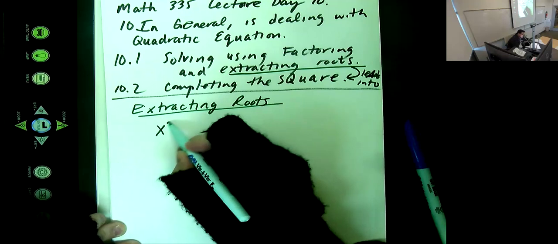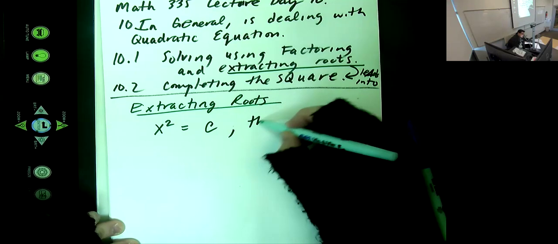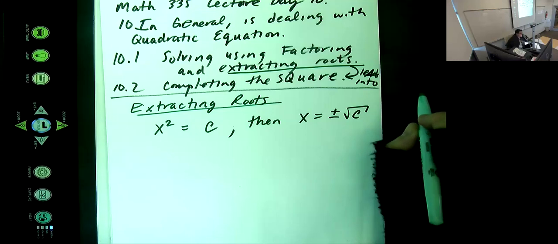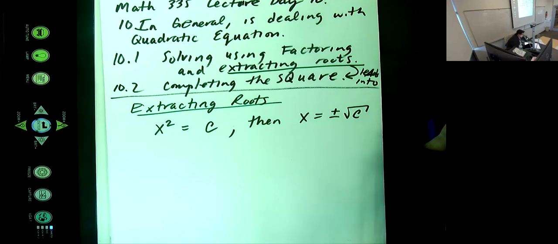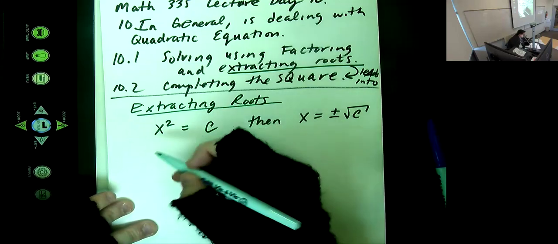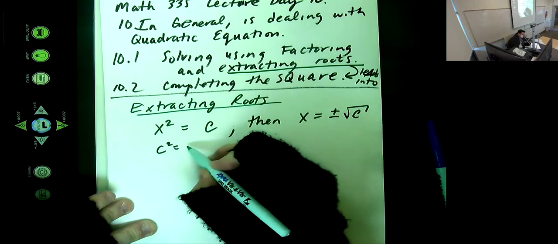If we have x squared equals, let's say, c, then x equals plus or minus the square root of c. I'm going to say real quickly, to illustrate this, that C2 equals the square root of C1.